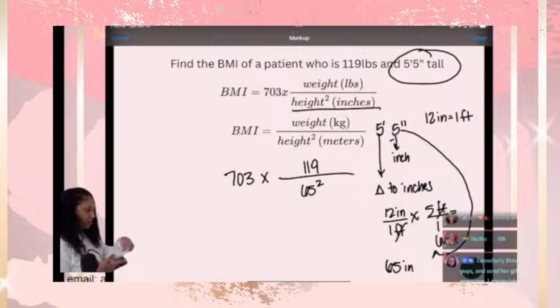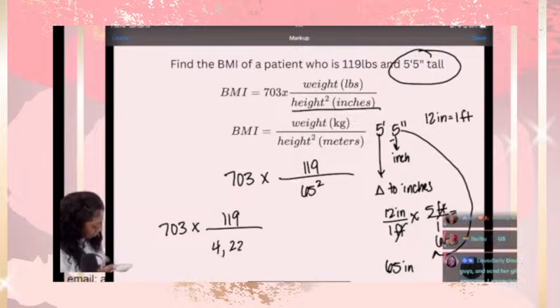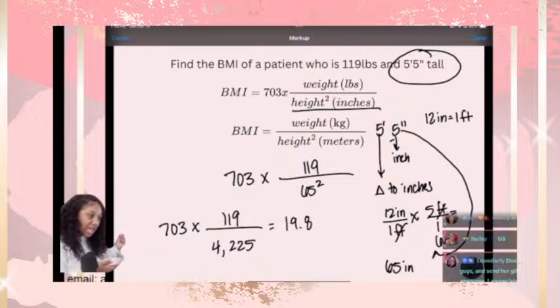So what's 65 squared? 65 times 65 is a long number. So let's write it out again. 703 times 119 over 4,225. When we put this in the calculator, we'll do 703 times 119 divided by 4,225. And so they have a BMI of 19.8. You like it?